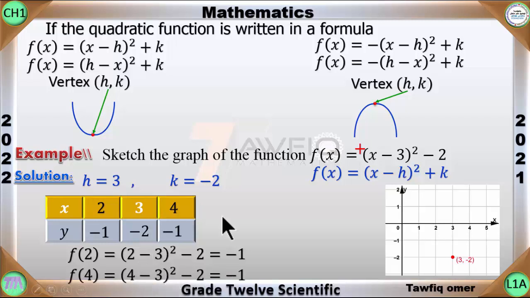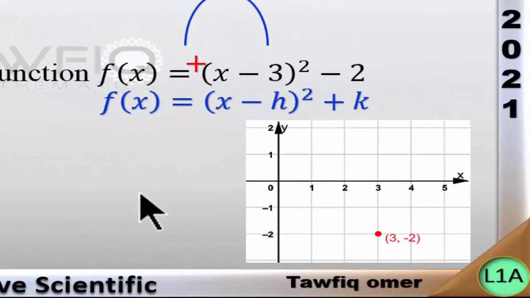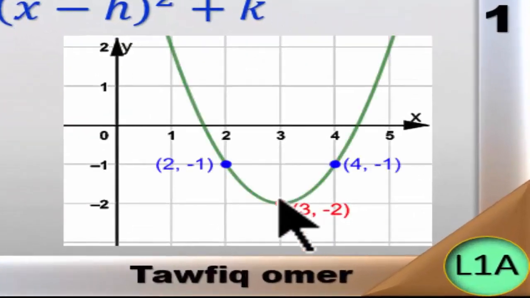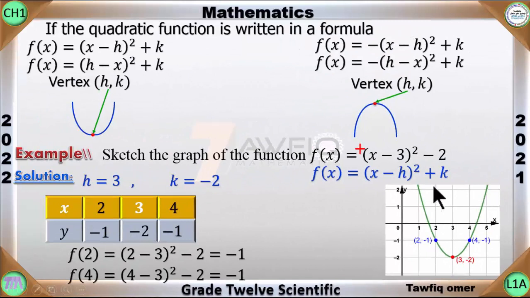And now plot the points on coordinate. 2, minus 1 and 4, minus 1. And this is the graph of the function f(x) equal x minus 3 square minus 2.